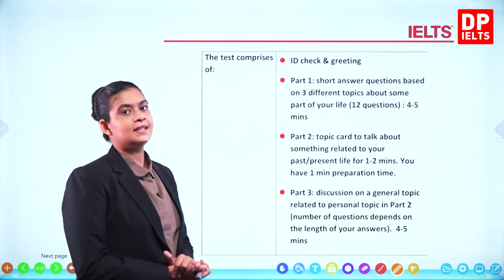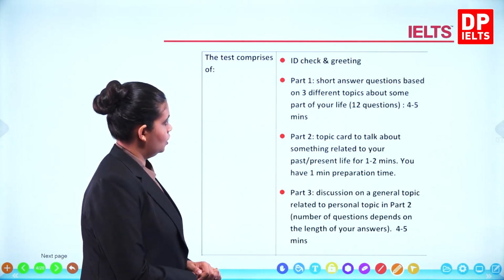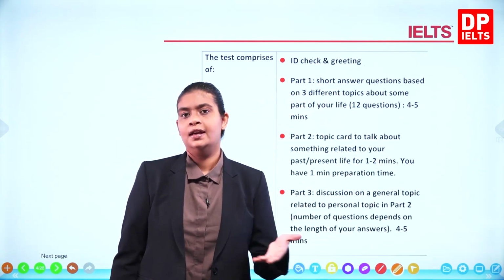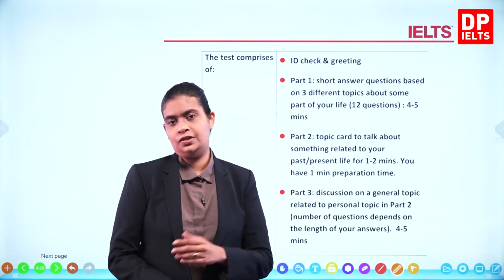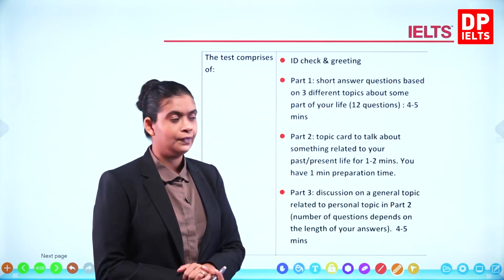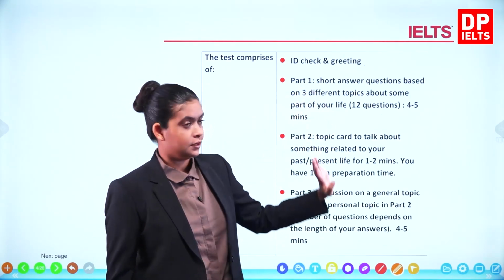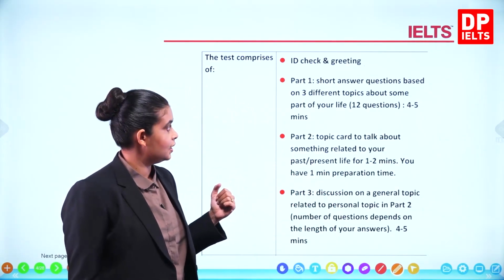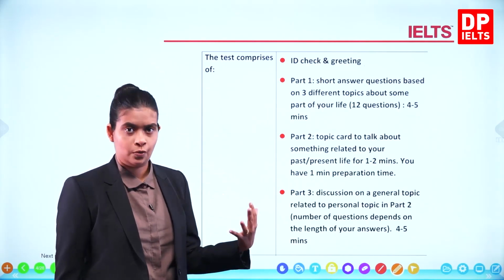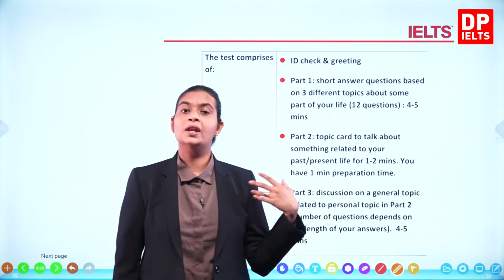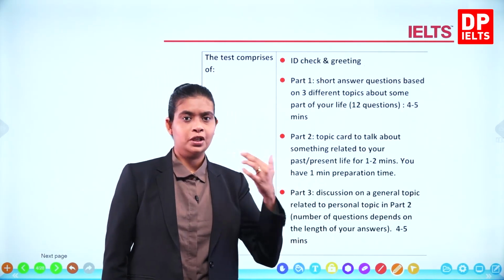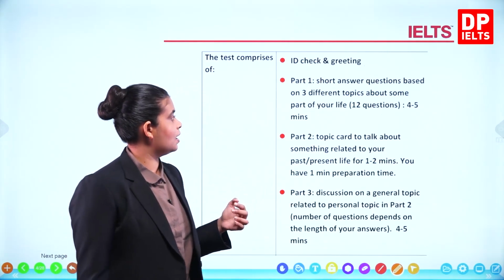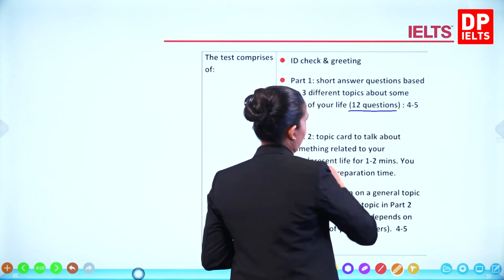Now, what does the test actually have? So you have an ID check and greeting. So they're going to check your ID and the examiner will tell his or her examiner ID number, and there's an ID check. And then there's a greeting. And then we start with part 1. You answer a few short questions based on 3 different topics. Altogether, you will have 12 questions. So 3 topics, that means under each topic you will have 4 questions and they will ask you 12 questions.